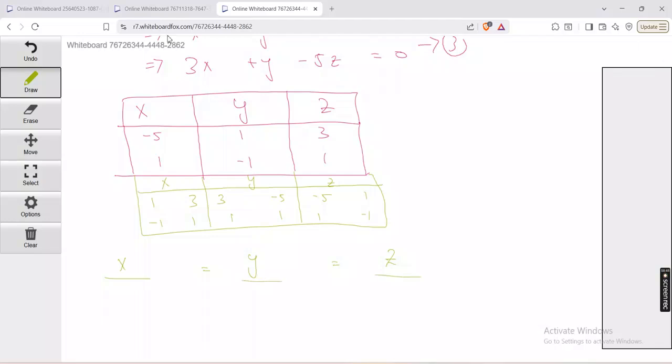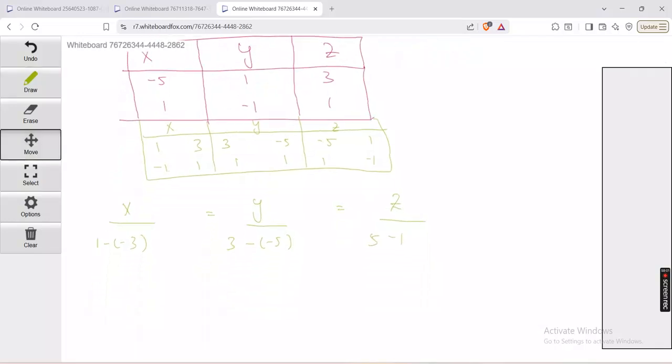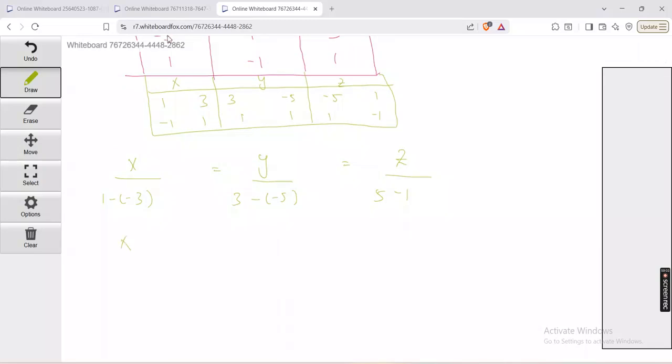Cross multiplication, 1 into 1, 1. Minus into minus 3, 3 into 1, 3. Minus into minus 5, this is 5 minus 1. So you will get x over 4, y is 8 and z is equal to 4. So your x, y, z become 4, 8, 4.